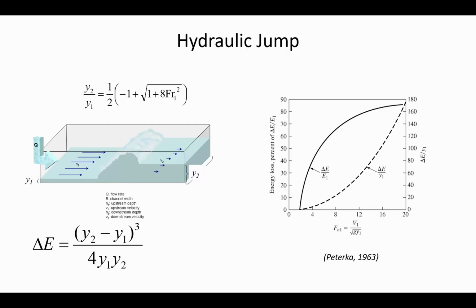Here is a graph that explains how much energy is going to be lost in a hydraulic jump as a function of the Froude number upstream. In this curve, what percent of the energy is lost in the hydraulic jump is shown as a function of the Froude number on the horizontal axis. What we were just looking at had a Froude number of around 5, and we saw about 50% energy loss in the hydraulic jump. So there's a figure in your table that describes that.